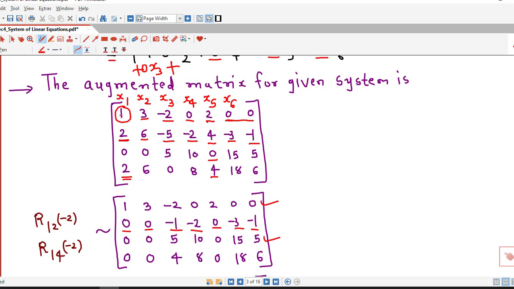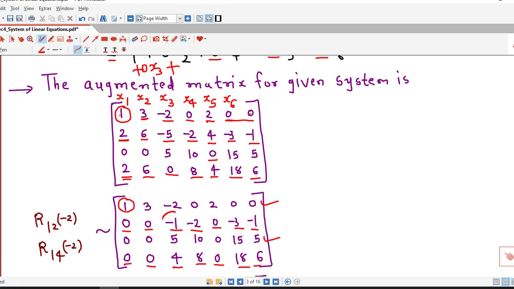Now we check the fourth row. We multiply the first row by -2 and add it to the fourth row. So -2 plus 2, 0. 3 into -2, -6 plus 6, 0. -2 into -2 which is 4 plus 0, so we have 4. 0 into -2, 0 plus 8, so 8. 2 into -2 which is -4 plus 4 which is 0, and these two are 0, so we have 18 and 6 as it is. So this is the first non-zero entry of the first row, and all the entries below this are 0.